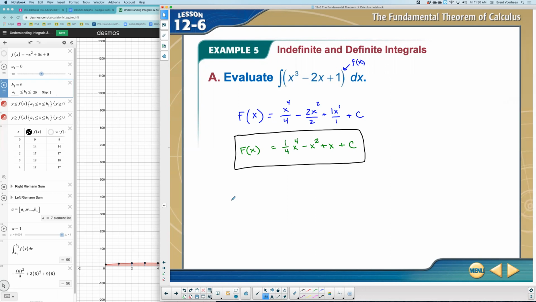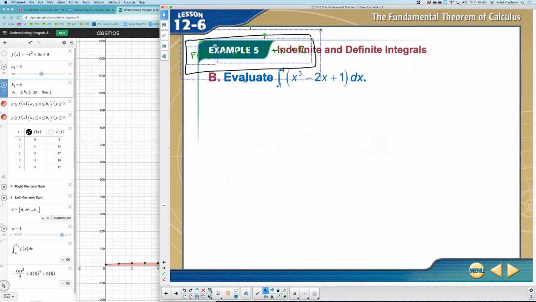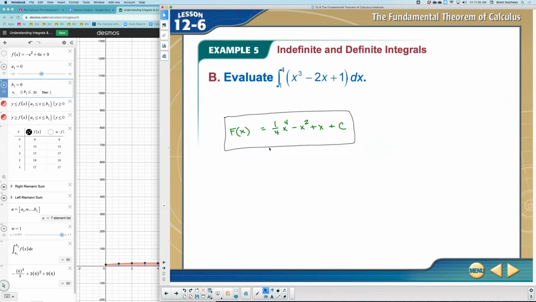Now, having found that, on part B, it says to evaluate it now from 4 to 1. And so what's different on part B is I would need to plug in the values 4 and 1. So let's evaluate this. F of x evaluated on the interval from 1 to 4 would equal, you'd first plug in a 4: 1/4 times 4 to the fourth power minus 4 squared plus 4. We really don't need the c. If you include a plus c here, when you subtract the next portion, that'll go away. So I don't need to include that.